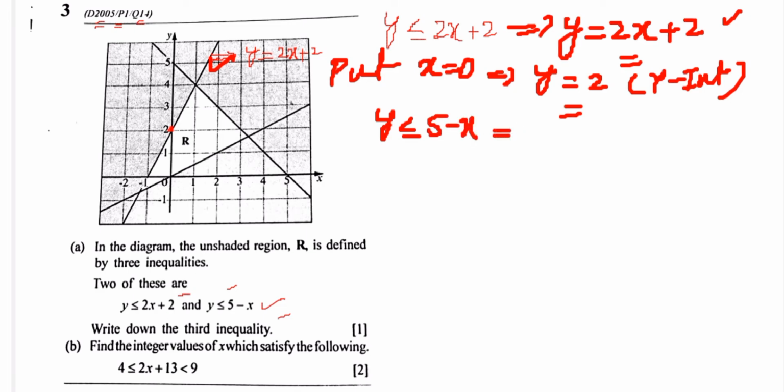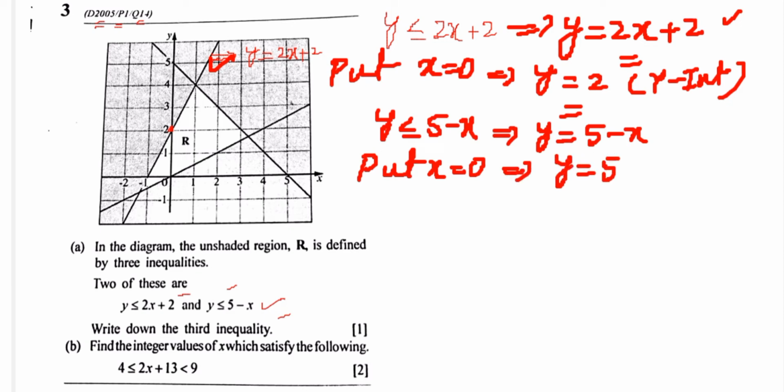The corresponding equation is simply y is equal to 5 minus x. Similarly, as above, if you put x is equal to 0, you have y is equal to 5. This represents the y intercept. You can see the line cuts the y-axis at 5. This is your line. It means the equation of this line is y is equal to 5 minus x.